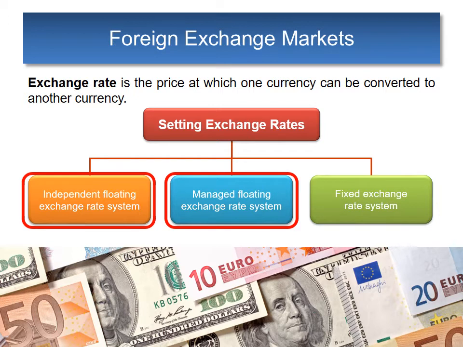The fixed exchange rate system is one in which the country pegs its currency at a fixed rate to a major currency or group of currencies. The exchange rate fluctuates within a narrow margin around a central exchange rate.